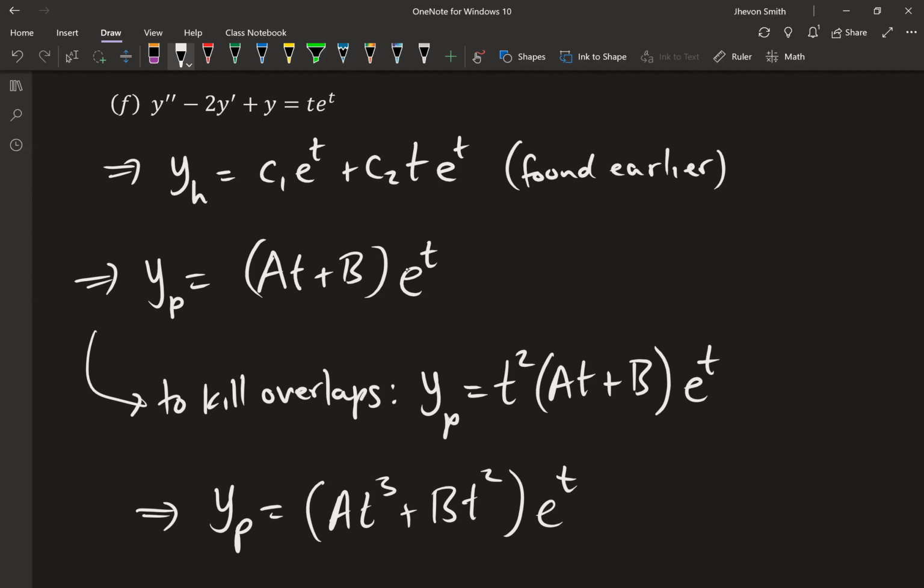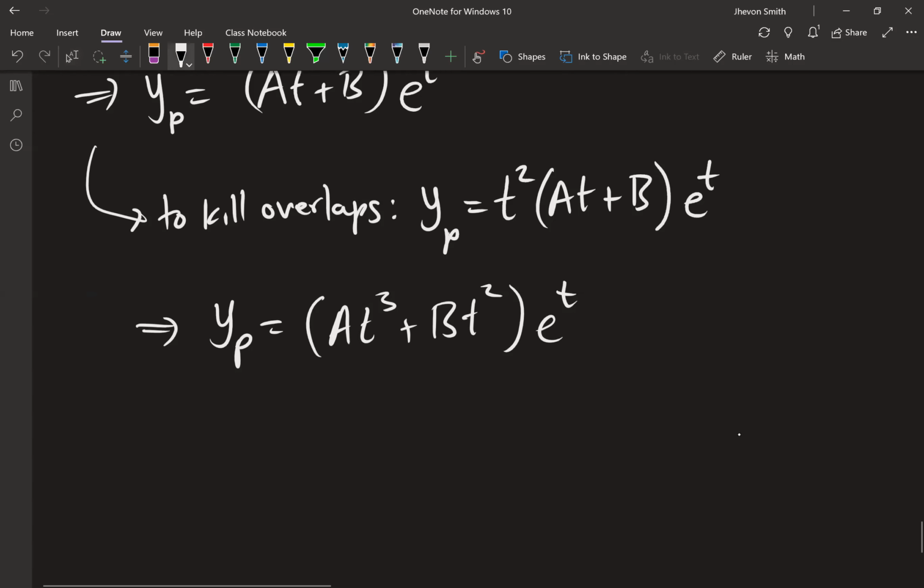If I expand that, I have a t cubed times an e to the t and a t squared times an e to the t, which doesn't overlap with any guys here. If I only multiplied by a t, then when I expanded, I would have gotten a Bt e to the t, which would overlap with the second term, which is why I had to multiply by a t squared.